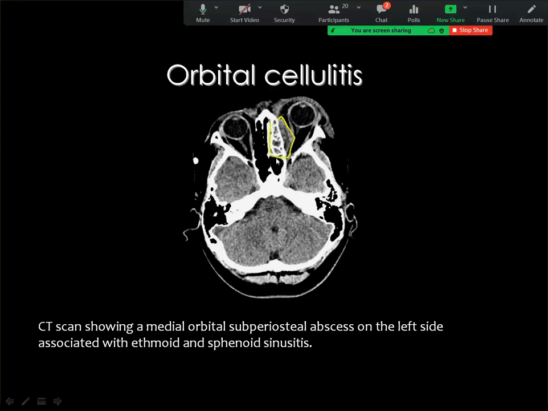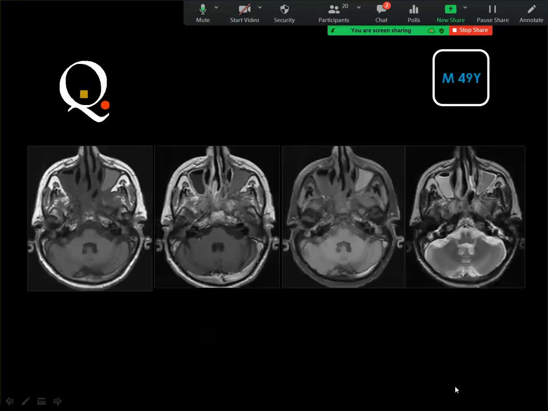Involvement of the ethmoid by sinusitis, then extension through the lamina papyracea into the orbit, is known as orbital cellulitis, which is quite different from endophthalmitis and panophthalmitis, where in such cases the ethmoids are not the cause.